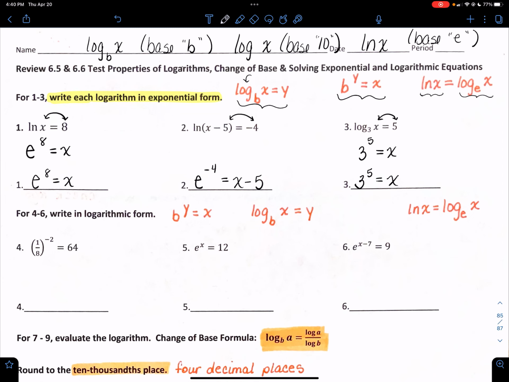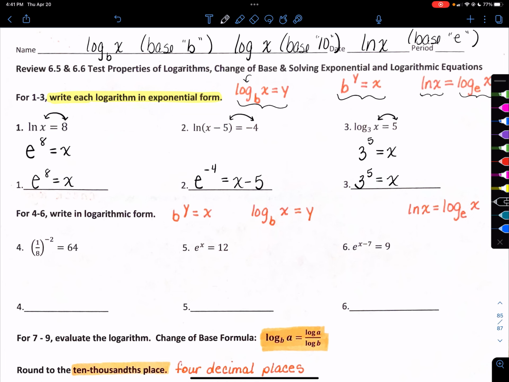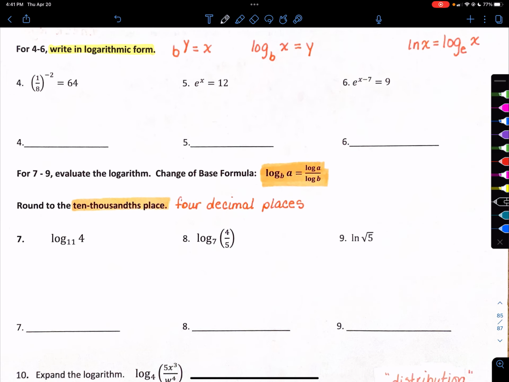Now for number 4 through 6, now we're going to have an exponential form, and we are going to convert it into log form. Okay, sorry about that. So make sure again that you're reading those instructions. We're going to write it in log form, so that means I start out in exponential form. So start in exponential form, turn into log form. If it has a base of e, it's going to be a natural log. So we're going to replace that with ln.